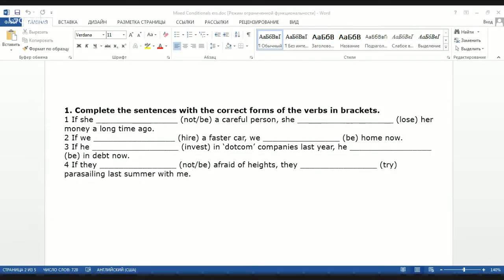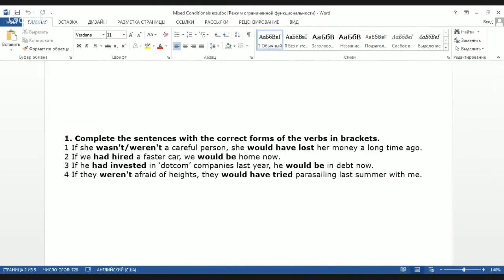I hope you succeeded in doing that exercise. Let's look at the answers. So the first one, if she wasn't, or you can say weren't, as you know, it's possible to use the verb to be in were form in second conditional. So if she wasn't a careful person in general, present unreal situation, second conditional. She would have lost her money a long time ago.